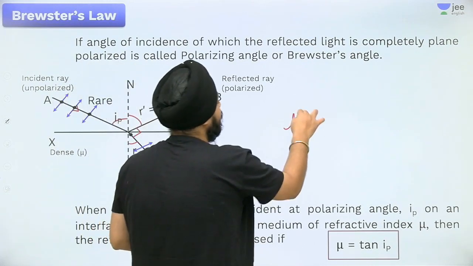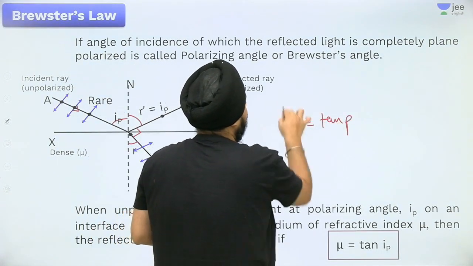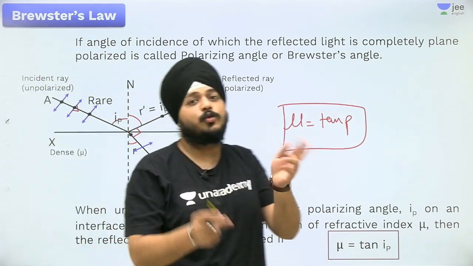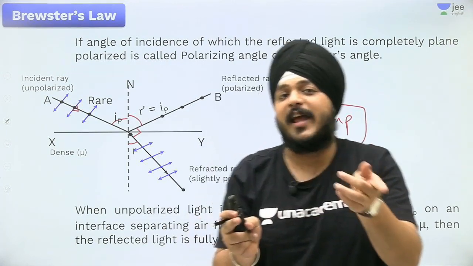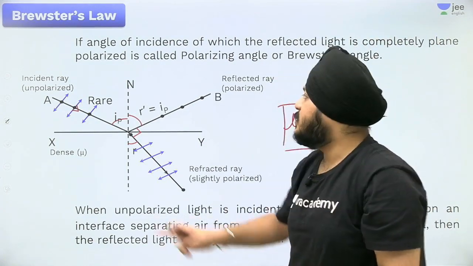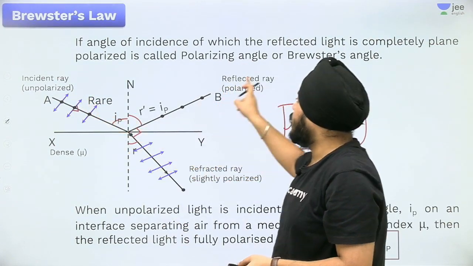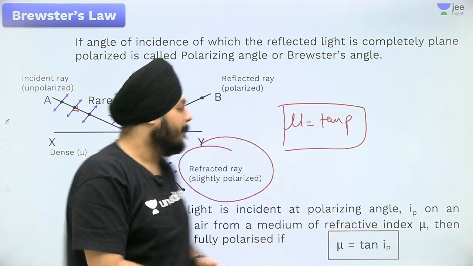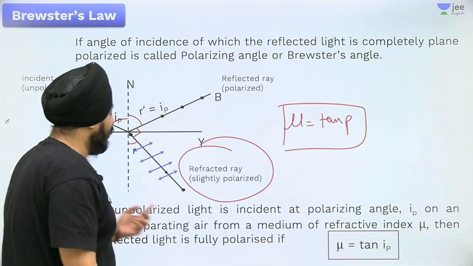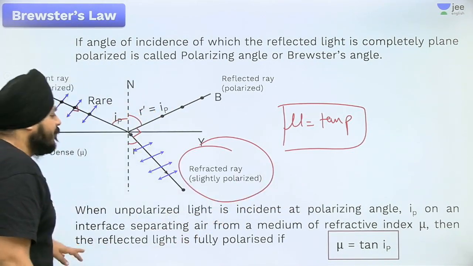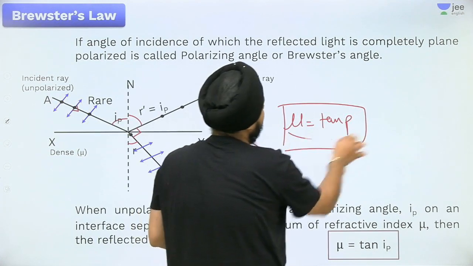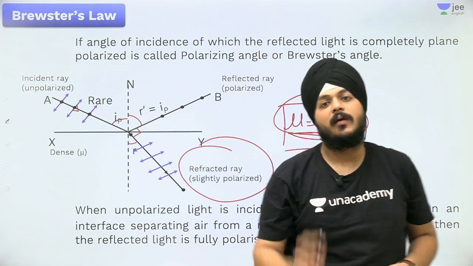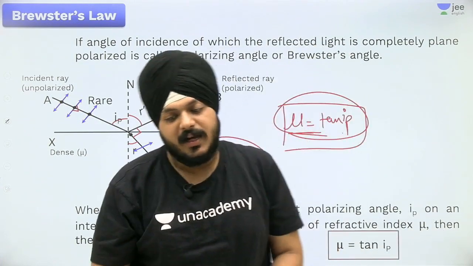You have heard about Brewster's law, na? See, Brewster's law states that whenever two phenomena are going on simultaneously, the reflection and the refraction of the light, right? See, this is the incident ray. Some amount of it goes to the reflected part and some amount goes to the refracted part. So in that case, when unpolarized light is incident at the polarizing angle, the relation between the polarizing angle and the refractive index is given by Brewster's law. Okay, guys, it is given by Brewster's law.